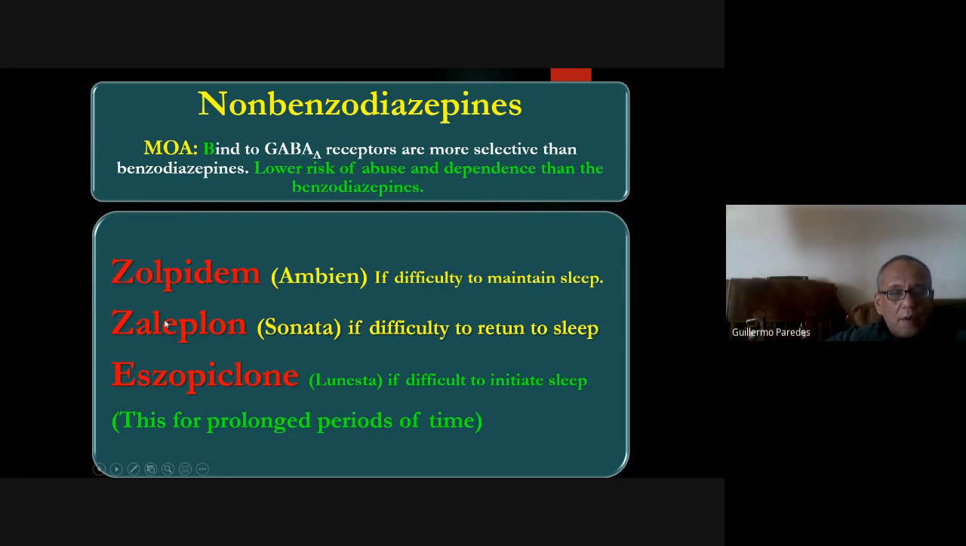Zolpidem. So everything that starts with z: zolpidem, zaleplon, eszopiclone. Okay, Ambien, Sonata, Lunesta. All right, so if it's difficult to maintain sleep, so if you wake up at night and then you cannot sleep, zolpidem. If you go to sleep and you cannot go back to sleep, zaleplon. And eszopiclone is for difficulty initiating sleep.